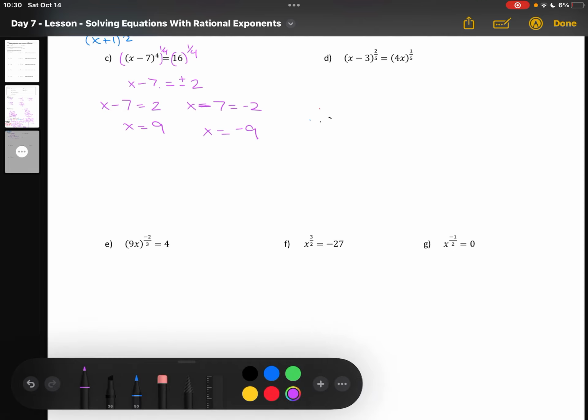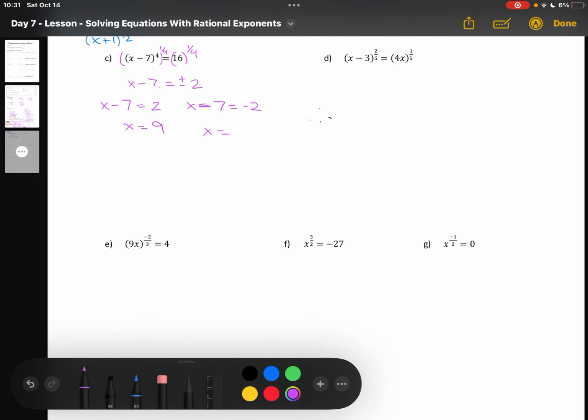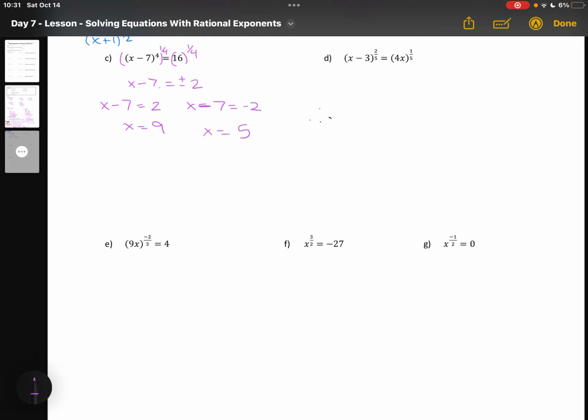Oh, positive 9, whoops, and minus 2 plus 7 is 5. Now I can see if I put those back in, just to double check, the part that I'm concerned about is that x minus 7. So if I put in 9 to x minus 7, I'm going to get 2. If I put 5 into x minus 7, I'm going to get minus 2.